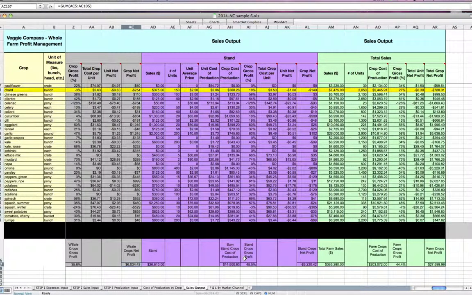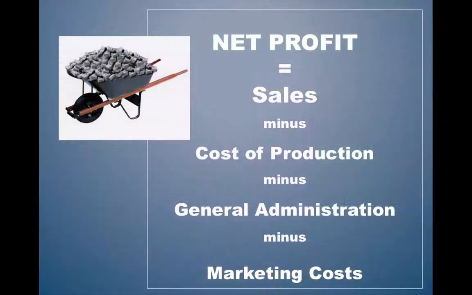As you see here, before general management and marketing costs were added, our gross profits looked okay across all the market channels. But our roadside stand suddenly is not looking good when we see the total net profit figures. We had a gross profit on the stand of 45%, above the benchmark, but somehow our net profit is negative. What happened between gross and net? Net is when general management and marketing costs are accounted for.